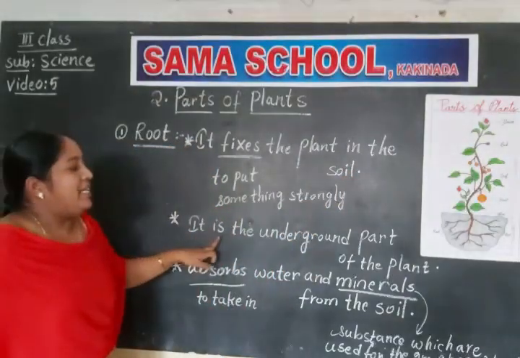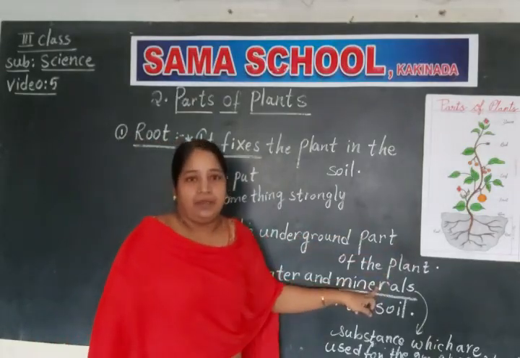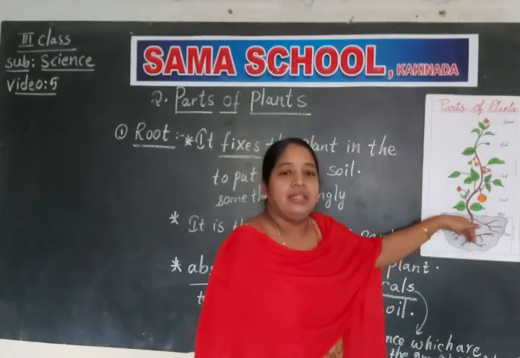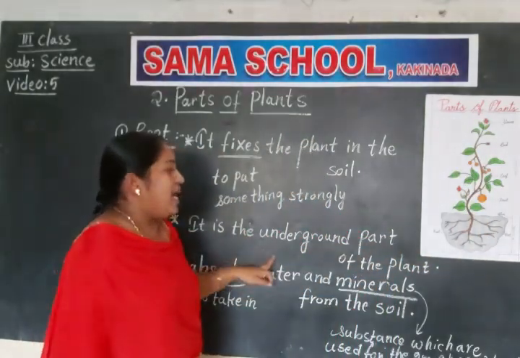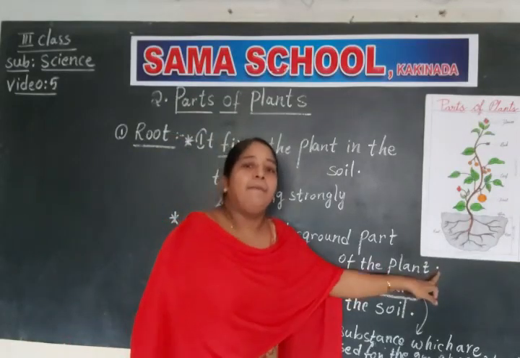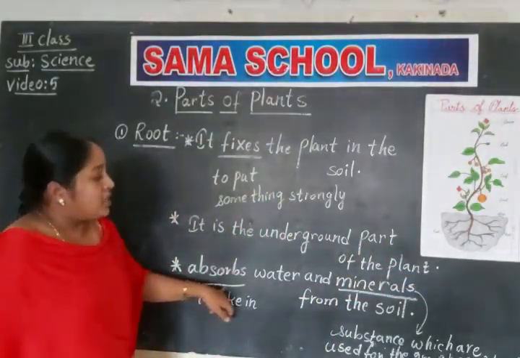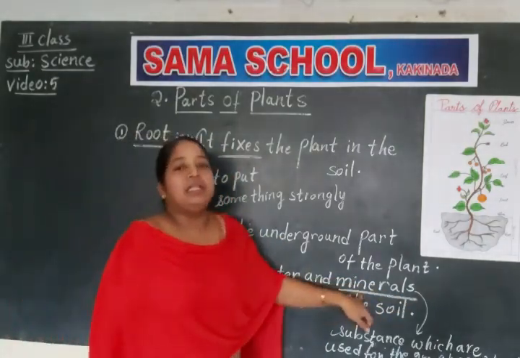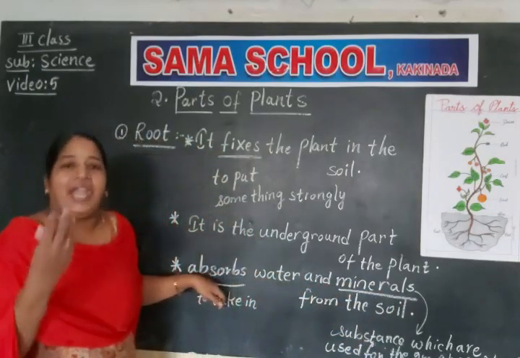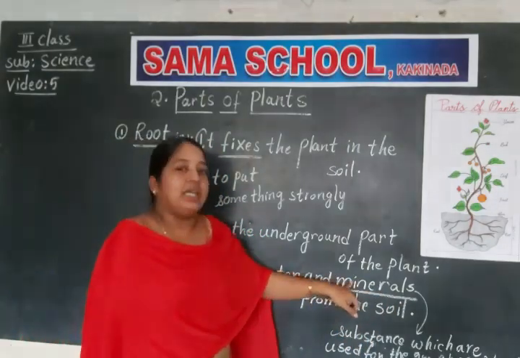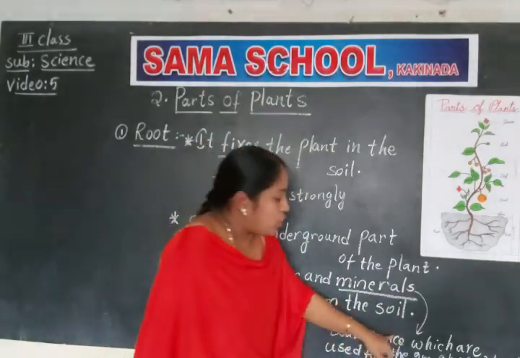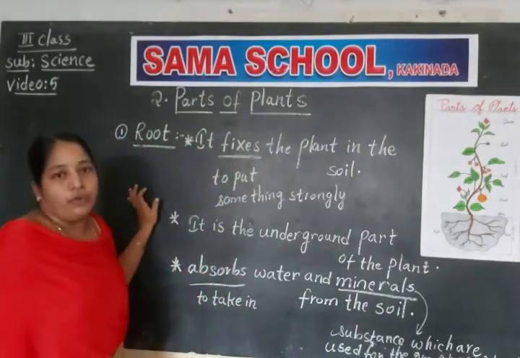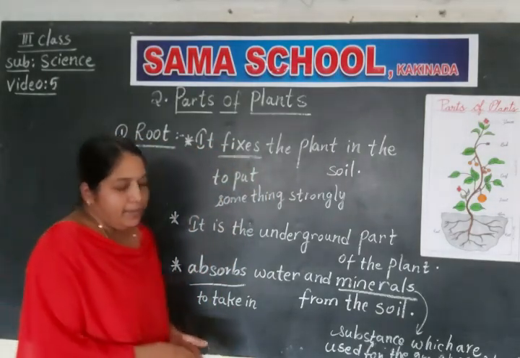And next one, it is the underground part of the plant. Where do you find the roots, children? Under the ground. That's why it is the underground part of the plant. And next one, it absorbs water and minerals from the soil. Absorb means to take in. Minerals are the substances which are used for the growth of a plant. These are the main uses of root present in a plant. Clear, children? Okay.